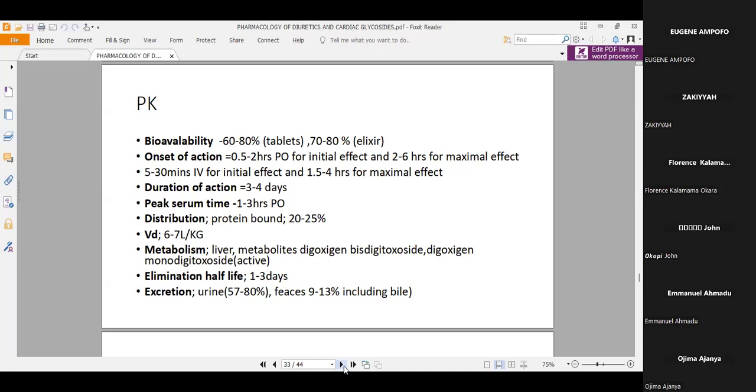The bioavailability is 60 to 80%. Onset of action orally is 30 minutes to 2 hours for initial effect, and then 2 to 6 hours for maximal effect. Duration of action is 3 to 4 days. It reaches serum peak concentration within 1 to 3 hours for the oral formulation, and 20 to 25% is protein bound. Elimination half-life is 1 to 3 days. It is excreted in the urine and to a lesser extent in the feces and bile.